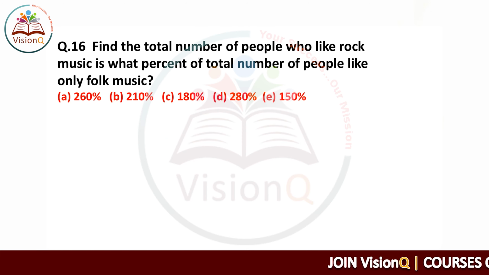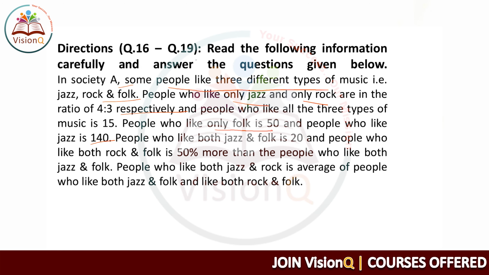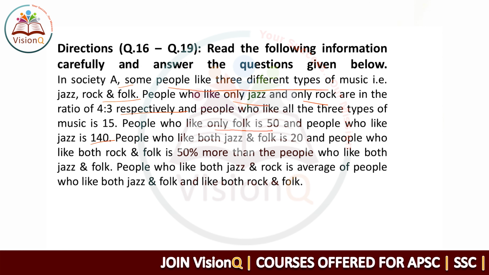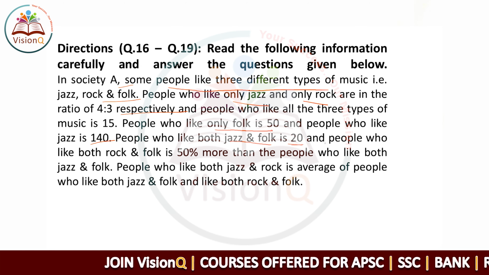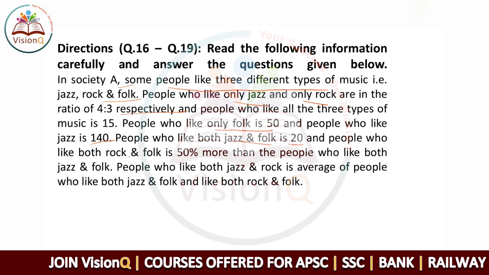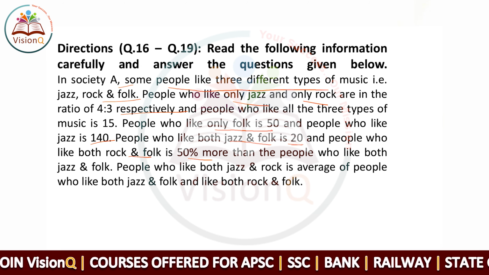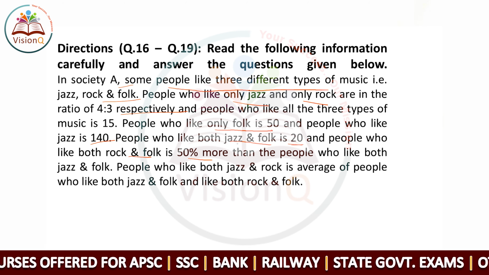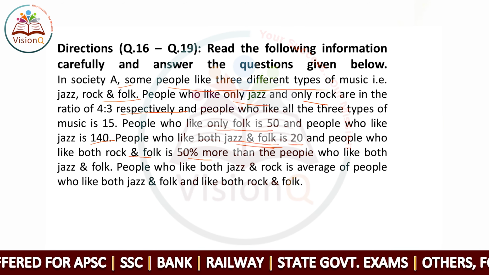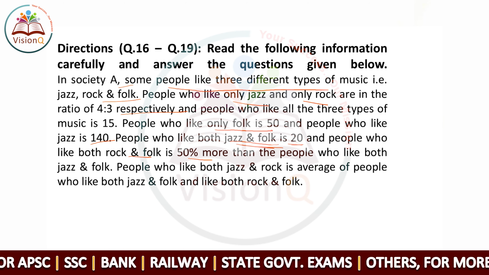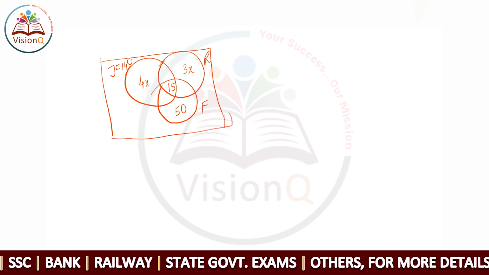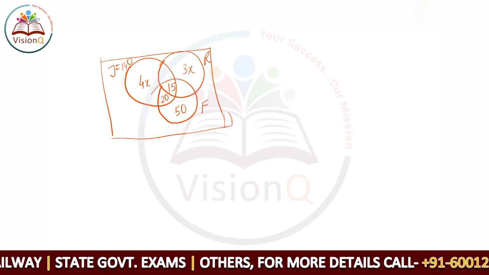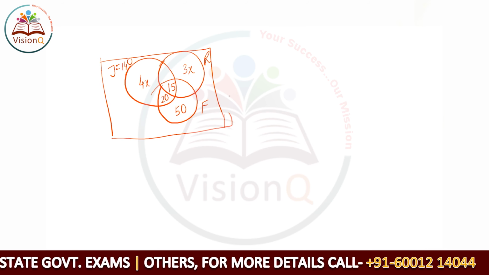Next, it is given people who like both jazz and folk music is 20. And people who like both rock and folk is 50% more than people who like both jazz and folk. Now people who like both jazz and folk is 20. So common portion for jazz and folk is 20 people. That means this value is given as 20, common to both jazz and folk music.